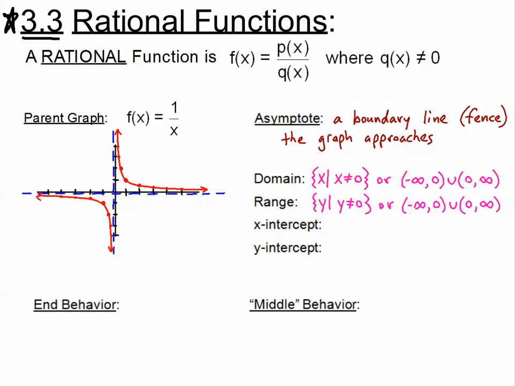Let's talk about x-intercept and y-intercept. Well, this graph actually does not have an x-intercept. We never actually touch the x-axis, so therefore our x-intercept doesn't exist. We could say DNE or none. And similarly for the y-intercept, we don't actually touch the y-axis either, so we don't have a y-intercept.